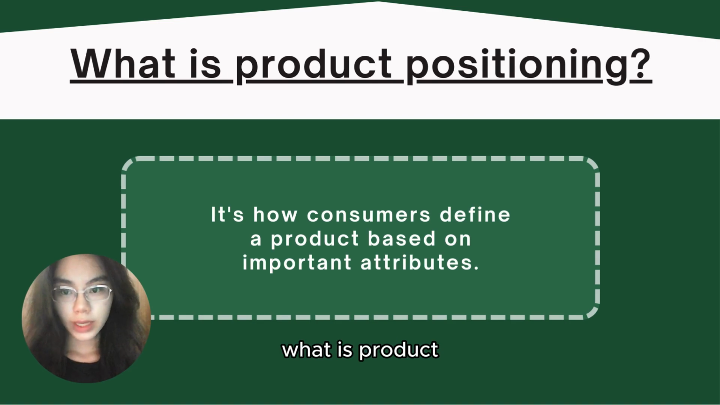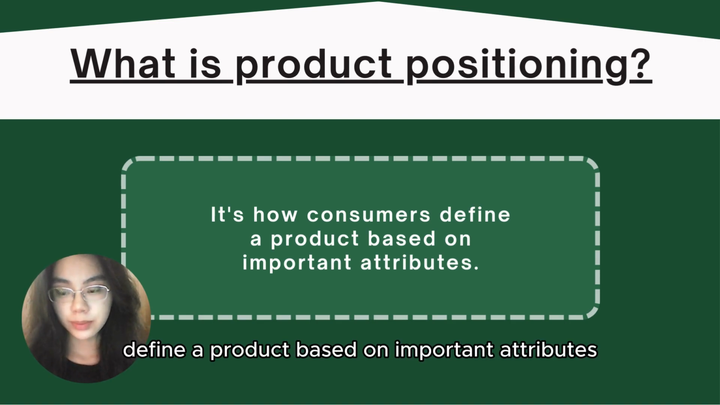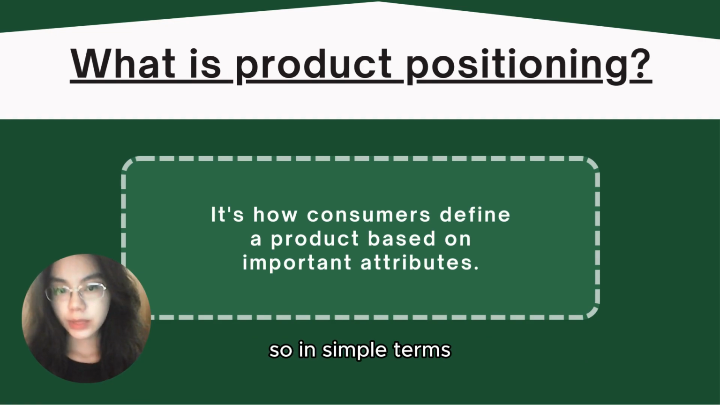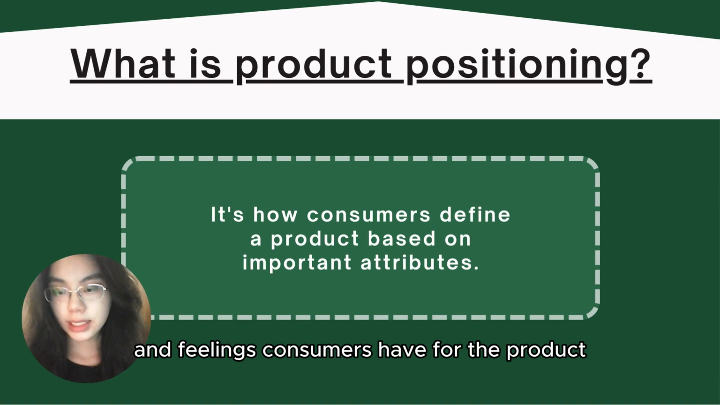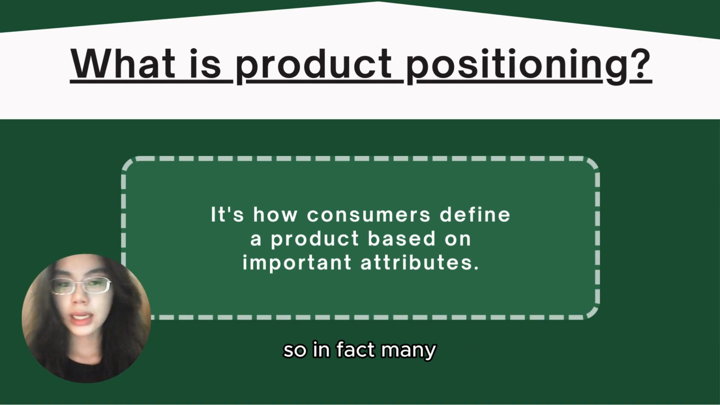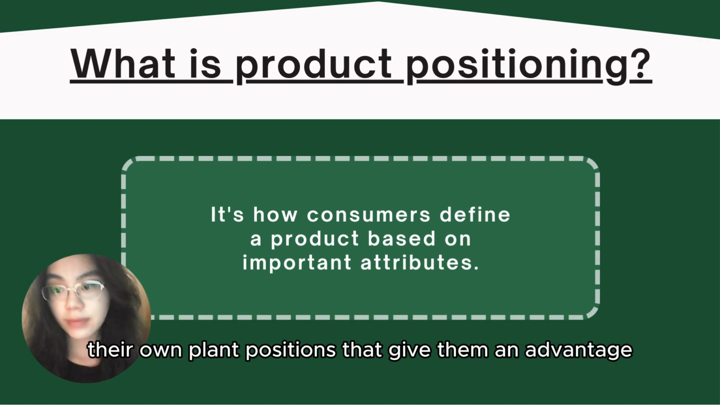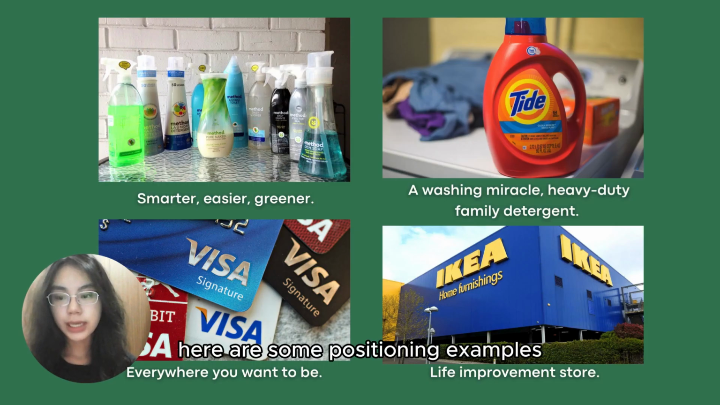So, first of all, what is product positioning? It's how consumers define a product based on important attributes. In simple terms, it's the complex set of impressions, perceptions, and feelings consumers have for the product compared to competitors. In fact, many successful brands create their own planned positions that give them an advantage in their target markets. Here are some positioning examples.